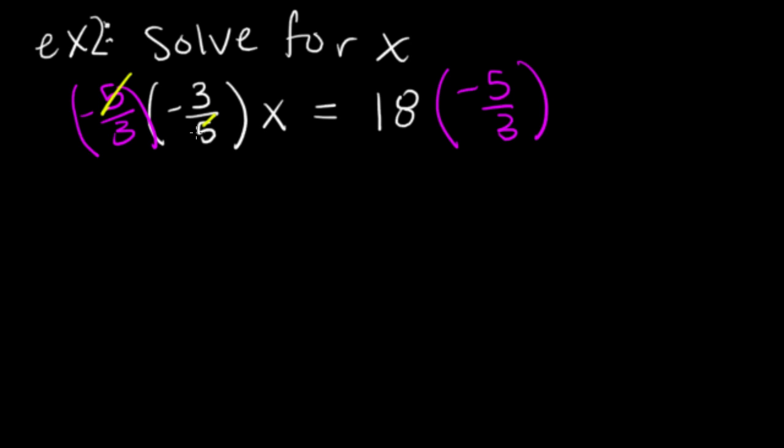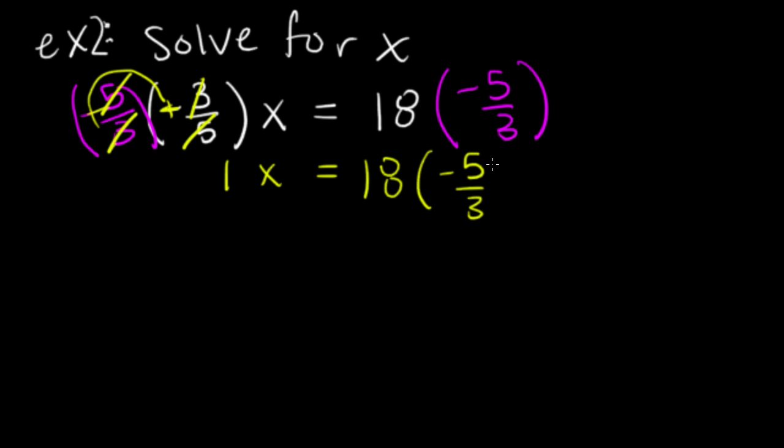So these 5's cancel out, these 3's cancel out, and then the minus signs turn into positive right there. So now it just turns into 1x equals 18 times negative 5 over 3. We rarely ever use this 1 right here, so let me just erase that out because we never put the 1 in front. And so now we have this. Now what we're going to do is multiply these together.